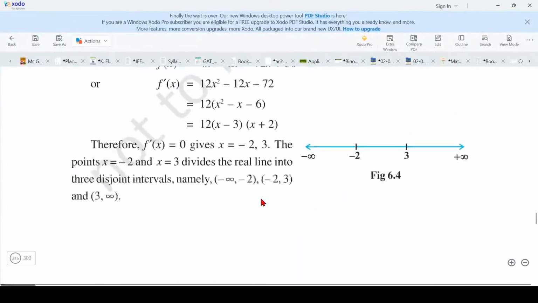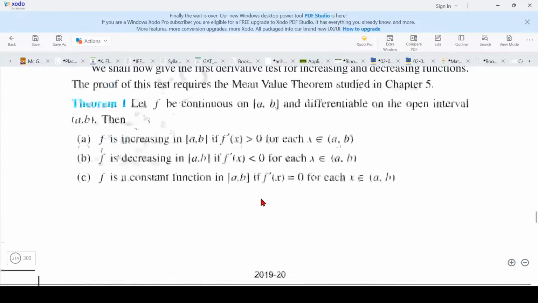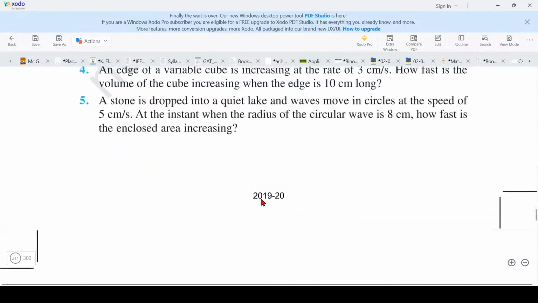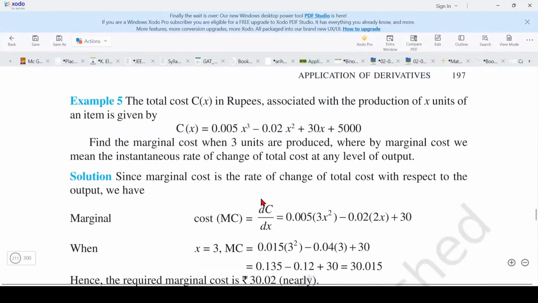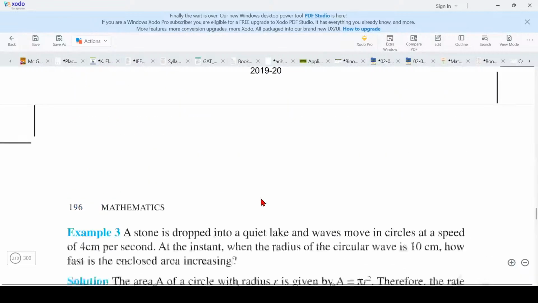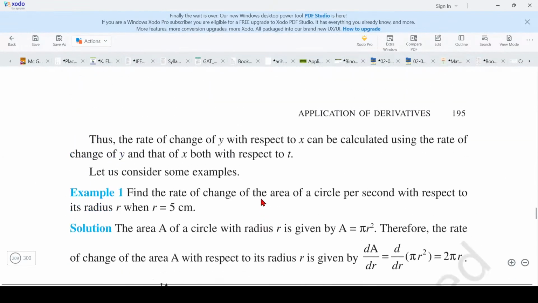So application of derivatives means, where do we need derivatives? In fact, that Rolle's theorem and Lagrange's mean value theorem is also kind of an application only.